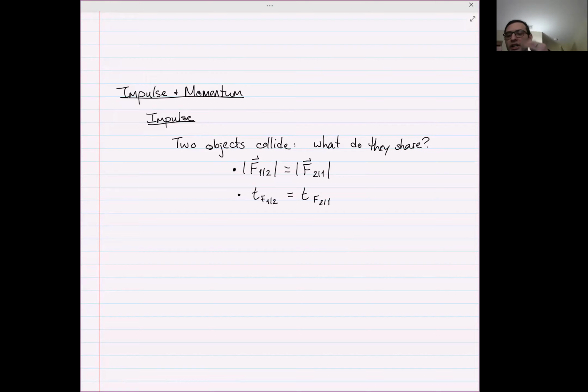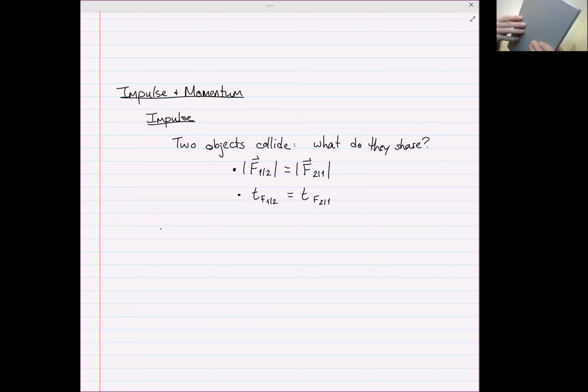So if block 1 hits block 2 and that collision takes place over 10 milliseconds, block 2 will experience a force for 10 milliseconds. Similarly, because the collision is symmetric, the force that block 1 will experience will be the same duration as the force that block 2 will experience. So what we can do is define a quantity.